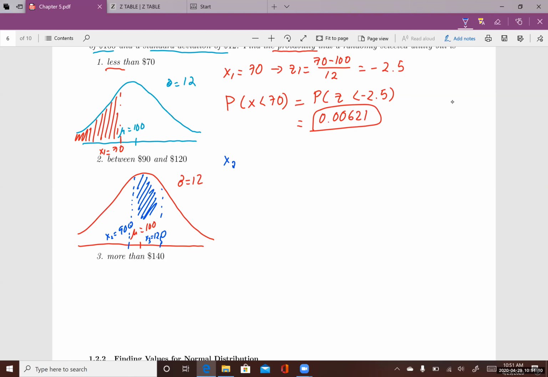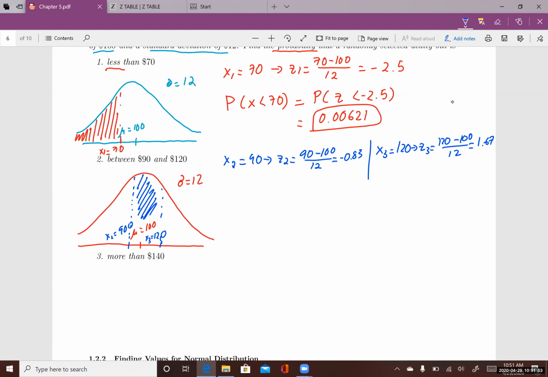Again, we have new values. We need to find new z. And x3 equals 120. So z3 is 120 minus 100 over 12. 20 divided by 12 gives 1.67. And z for 90 is negative 10 over 12, which is negative 0.83. We rounded to 2 decimal places.